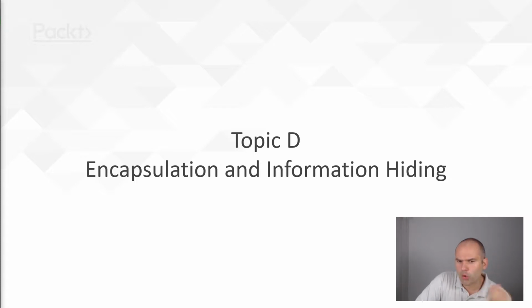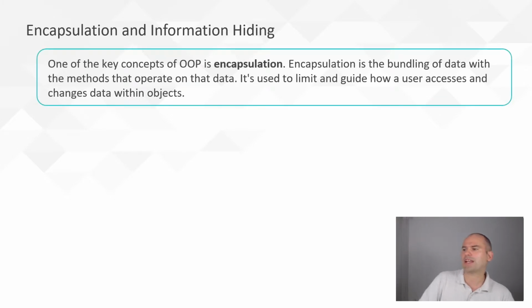So not all data is equal. Not all attributes are equal. And encapsulation and information hiding is essentially about which of these attributes are accessible and which of these attributes have methods to change and manipulate them. So the best way that I can summarize encapsulation is that it is something we use to limit and guide how a user accesses and changes data within objects.